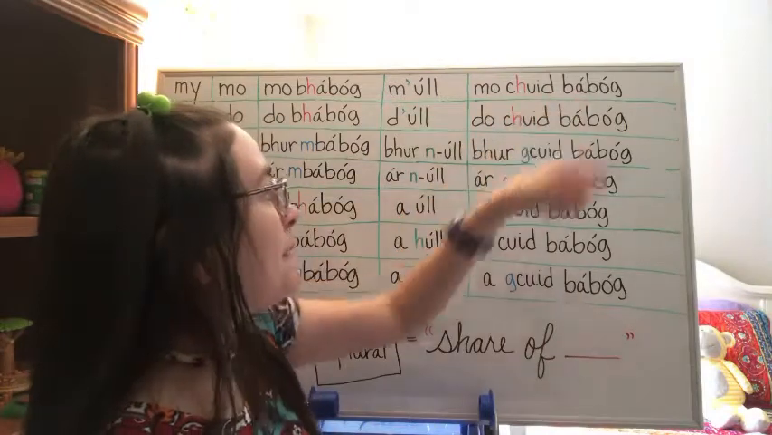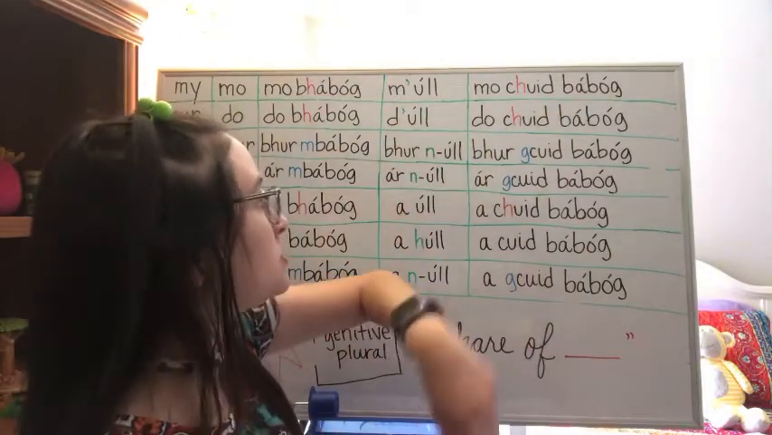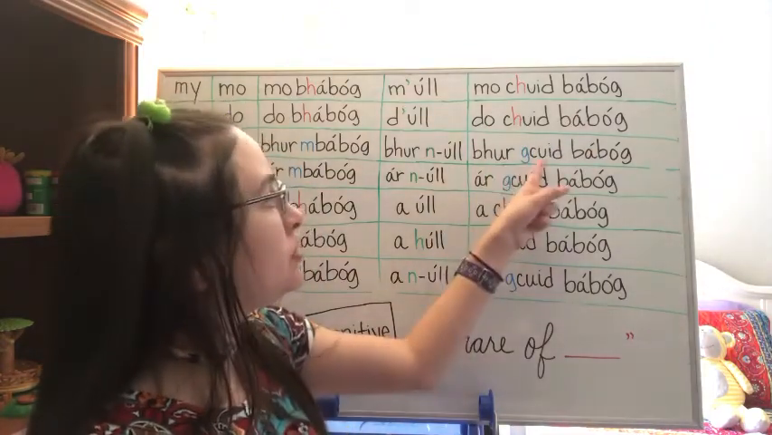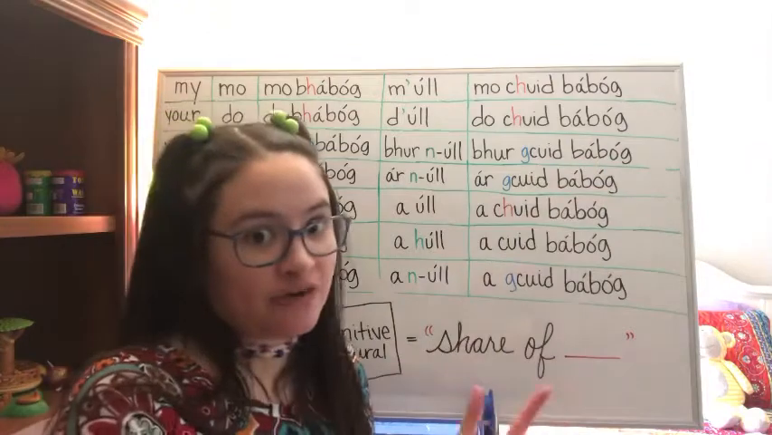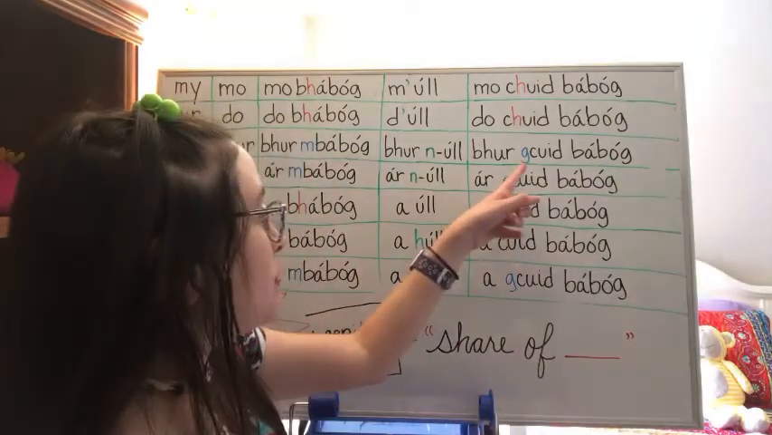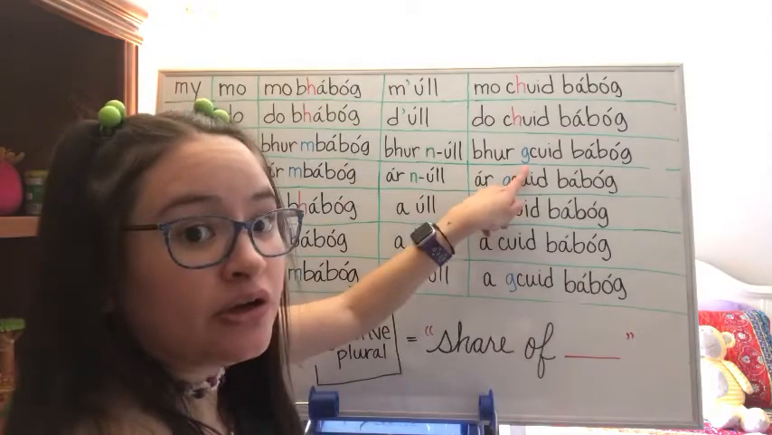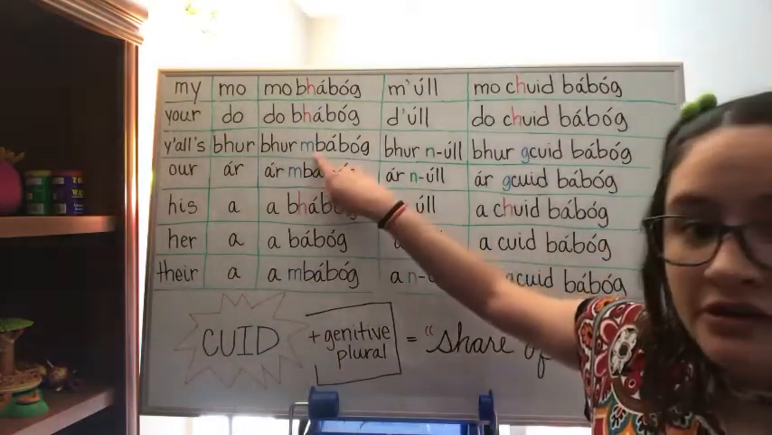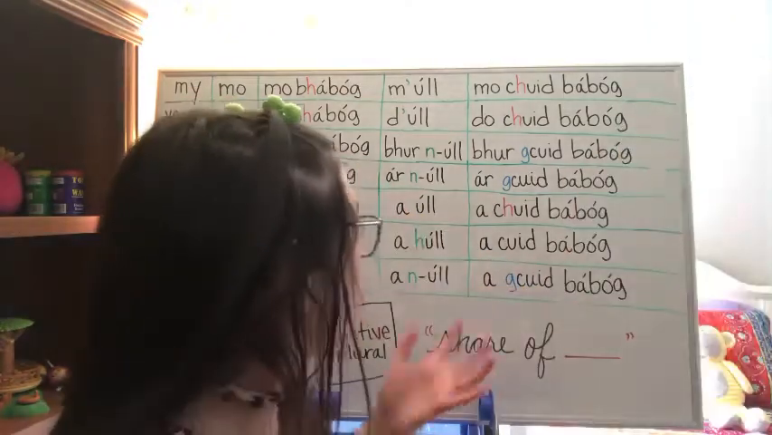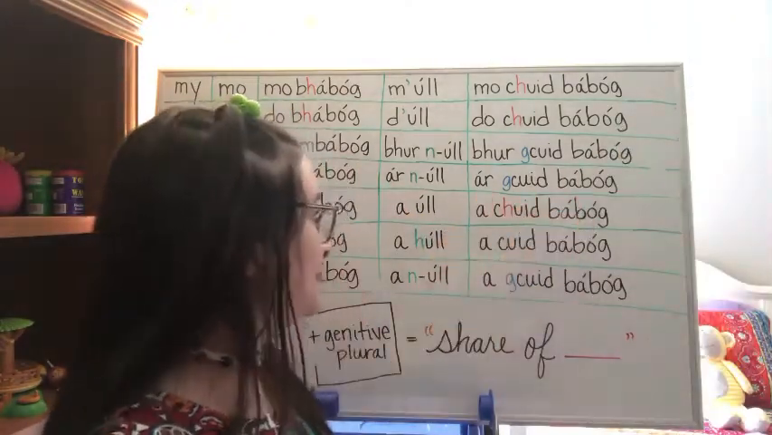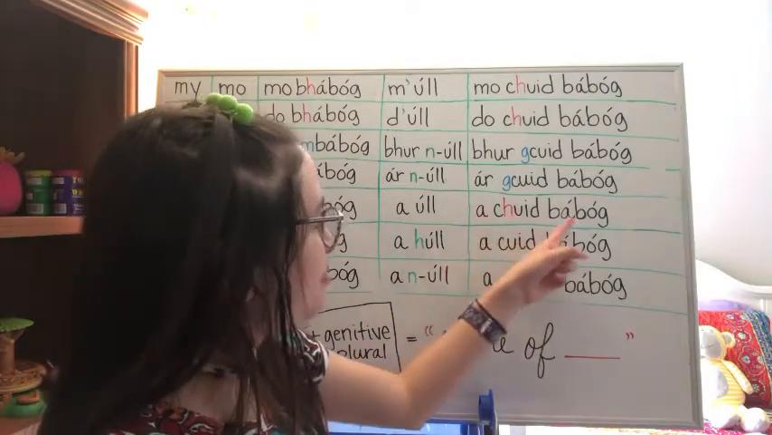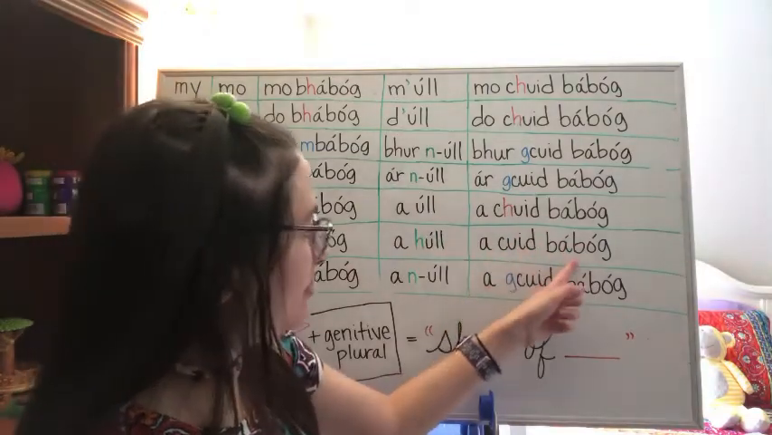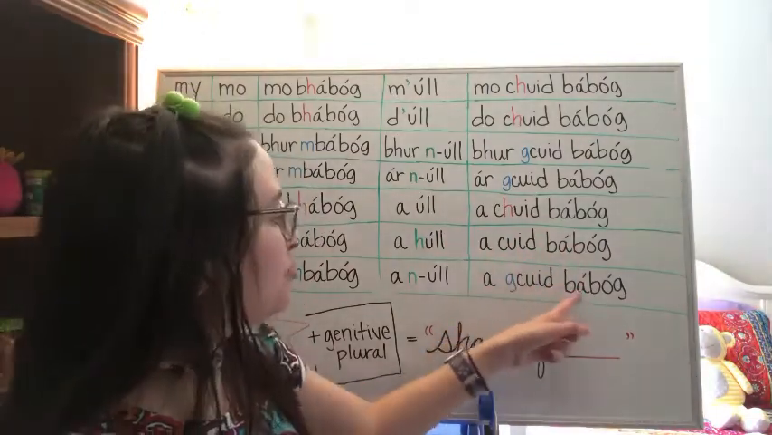So let me just go through it with you. Mo chuid bábóg, my dolls, my share of dolls. Do chuid bábóg, your share of dolls. Bhur gcuid bábóg, y'all's share of dolls. And you can see it's still following the same pattern here because you're adding eclipsis, as you did before. Ár gcuid bábóg, our share of dolls. A chuid bábóg, his share of dolls. His dolls. A cuid bábóg, her dolls.